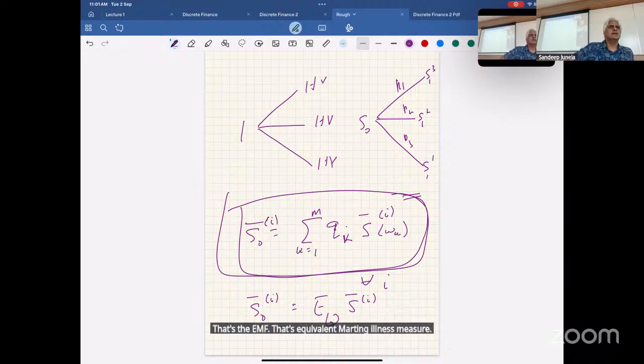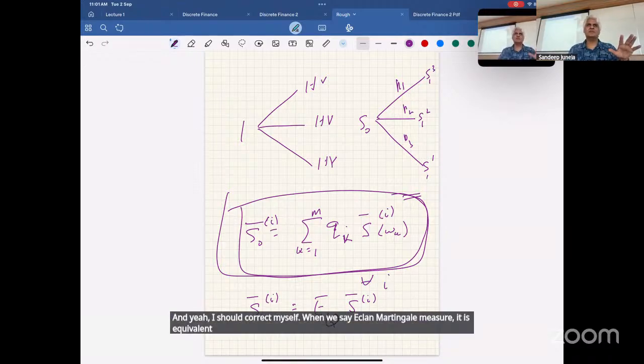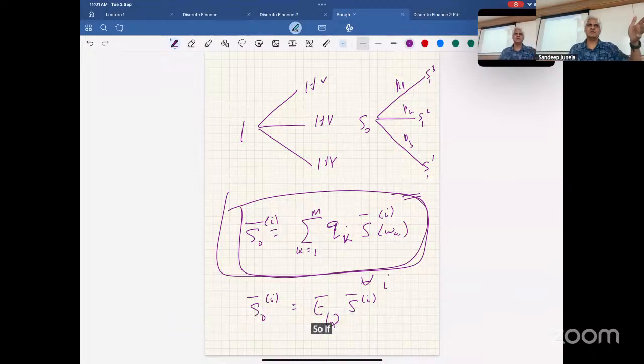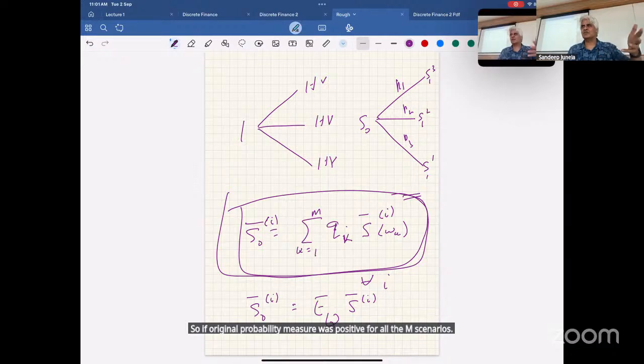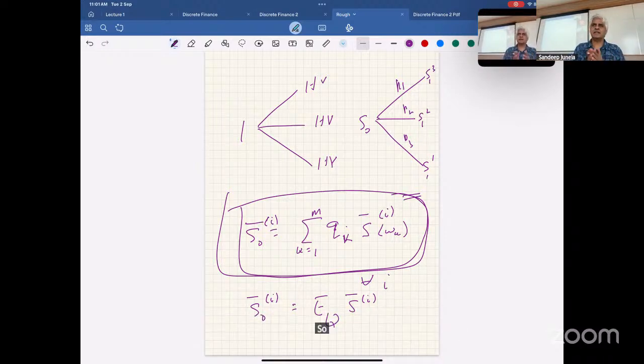And then for uniqueness, there's only one probability measure. I should correct myself. When we say equivalent martingale measure, it is equivalent to the original probability measure. So if the original probability measure was positive for all the M scenarios, then these Qs have to be positive for all scenarios. So I didn't really need to write that extra sentence in the theorem earlier. Equivalent martingale measure means that all the components are positive.